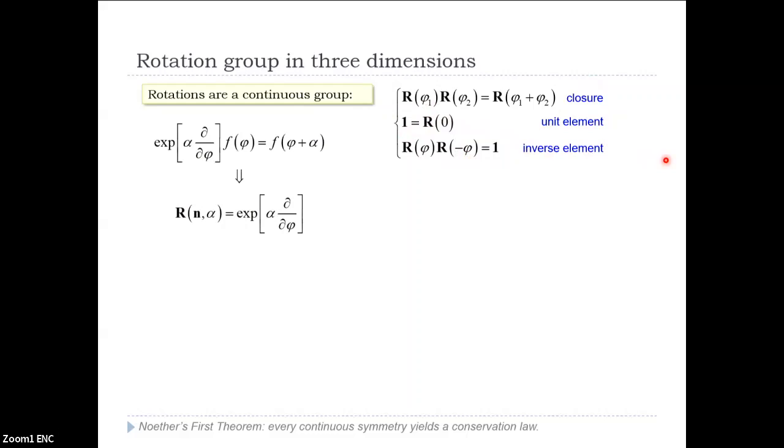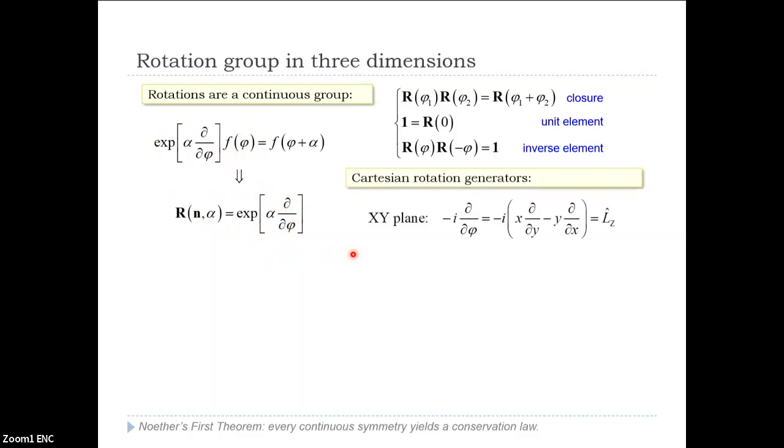Now, there's a wonderful relation in mathematics that allows us to easily find the expression for that. If you take the matrix exponential of a derivative operator, the result is just a finite shift. So if you act by an exponential of a derivative on a function with this parameter alpha, you shift the entire function. And if this parameter is an angle, you would just rotate that function. And so a rotation around a particular axis by an angle alpha is just the exponential of the corresponding derivative.